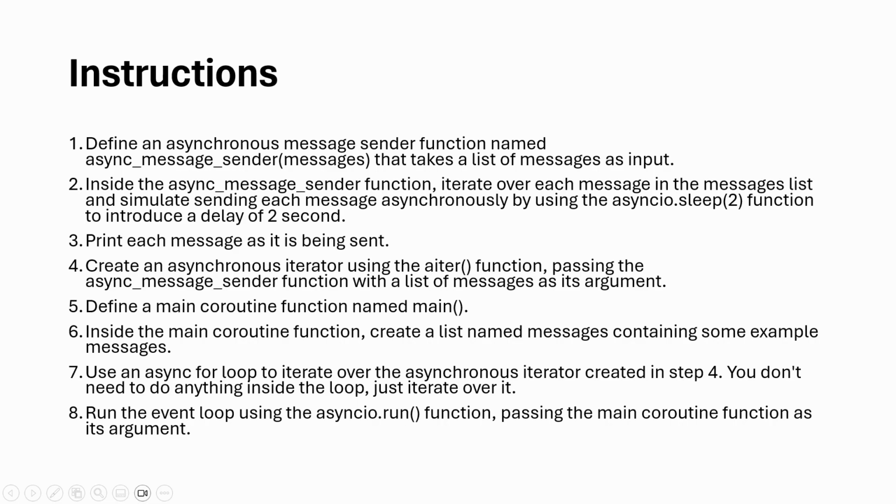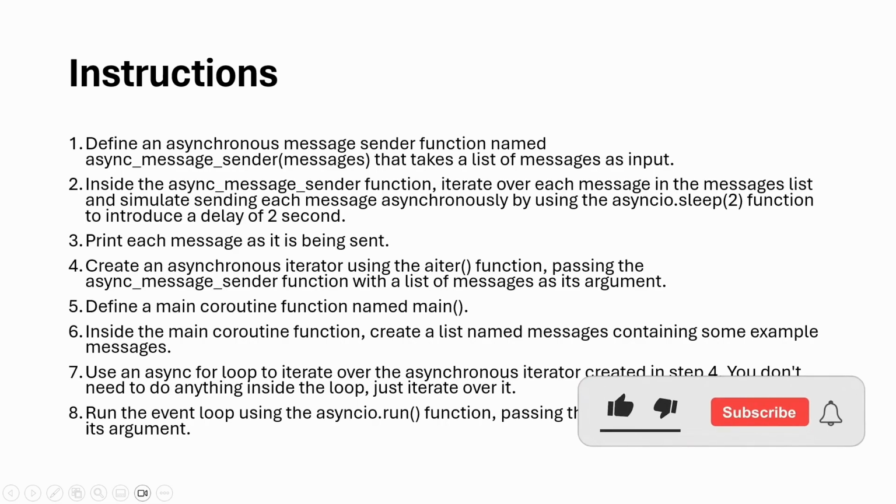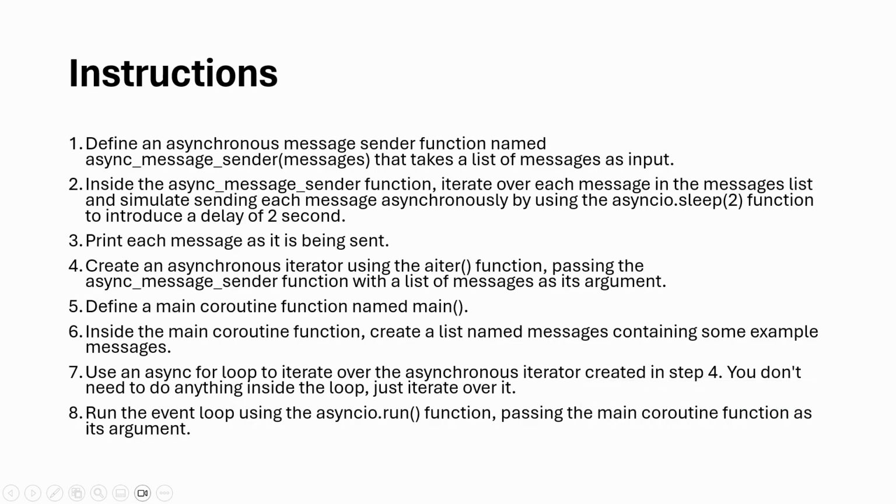First of all, you have to define an asynchronous message sender function and you name it async message sender. And this is going to take an argument messages, much like what we did in the user authentication checker, where it was actually requesting the list of users. This time around, the async message sender is going to request messages, a list of messages. It's going to take that as an argument.